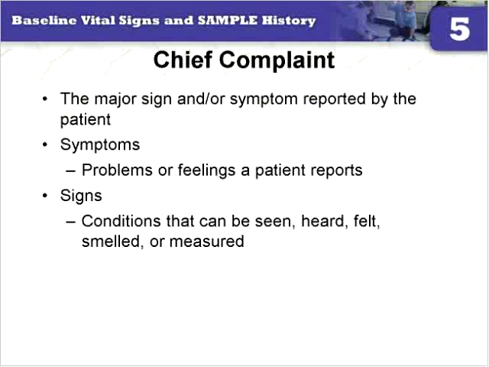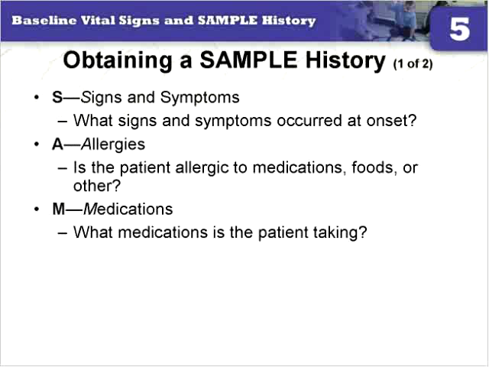Symptoms are typically problems or feelings a patient reports. Typically, a symptom is subjective information. It's something that there's a lot of latitude. When they give you a symptom, they're giving you subjective information that hasn't been substantiated by any fact or any kind of sign. Now, a sign is the opposite. A sign is something that can be seen, heard, felt, smelled, or measured. It's something that's more concrete than a symptom. A symptom is something that they describe to you.